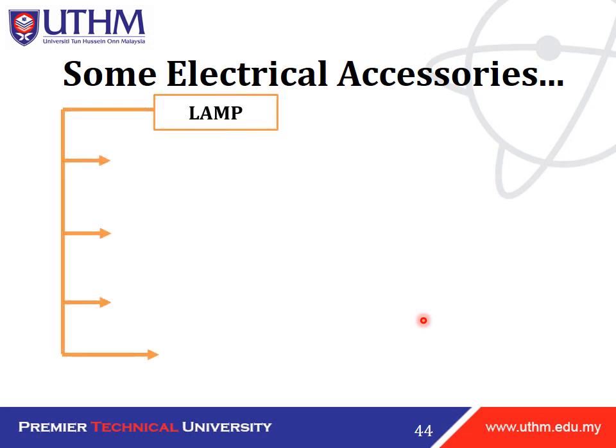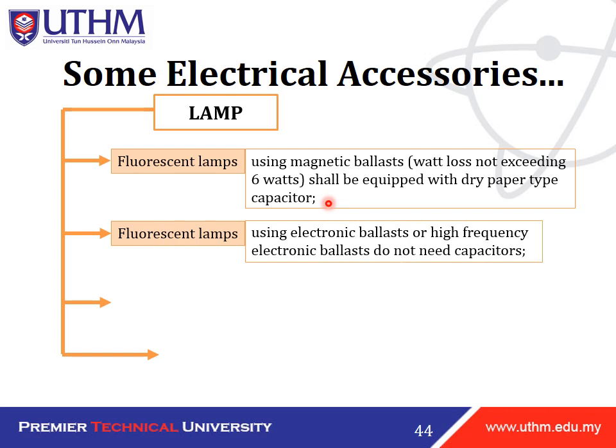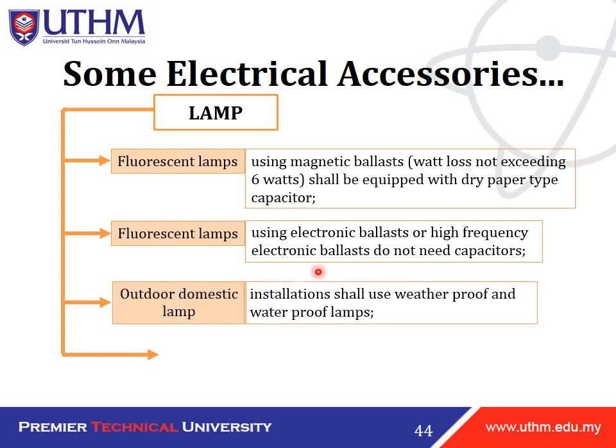For the first accessory, we have a lamp. A fluorescent lamp using a magnetic ballast with a watt loss not exceeding 6 watts shall be equipped with a dry paper type capacitor. And for the fluorescent lamp using an electronic ballast, this is the recent technology, or high frequency electronic ballast, it doesn't need any capacitors.